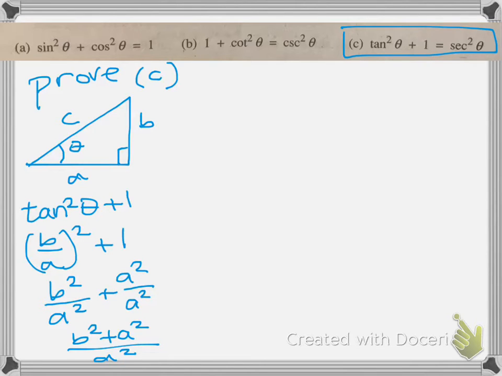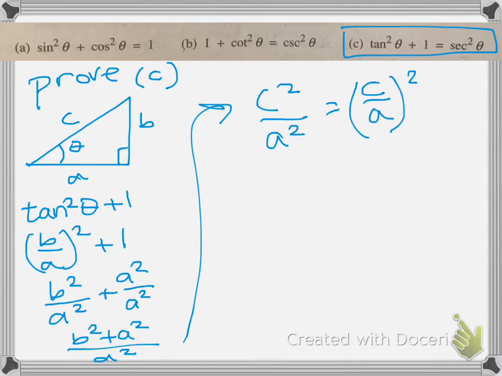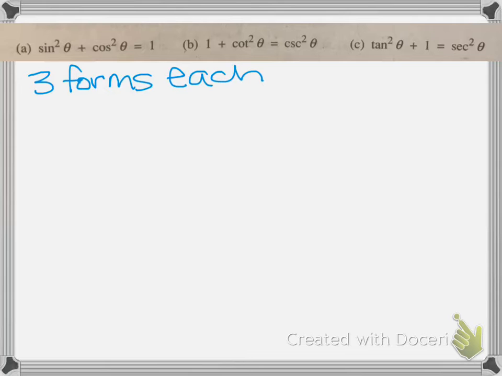I already know a squared plus b squared is equal to c squared, so we have c squared over a squared. This is the same thing as c over a, quantity squared. And then going back to your triangle, c over a is going to be hypotenuse over adjacent. That's AH. It's the inverse of cosine. The inverse of cosine is secant squared theta. That proves that identity. Okay, and then for each of these identities, there are 3 ways to write them.